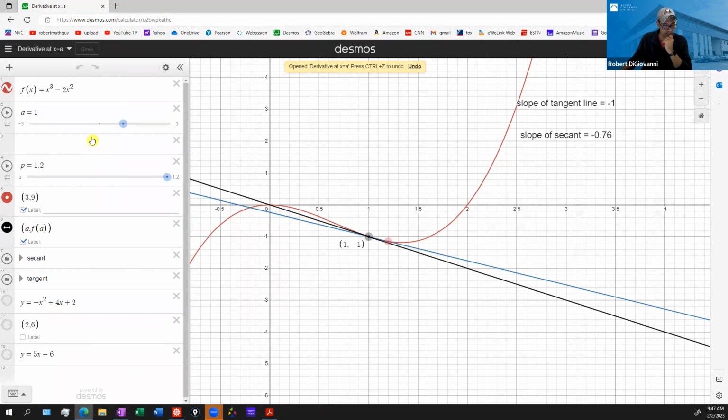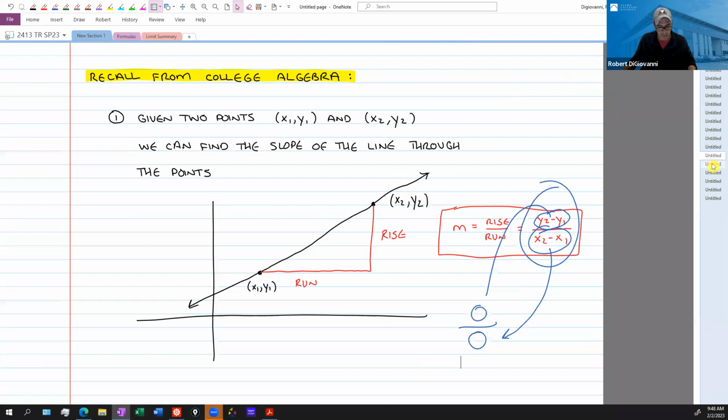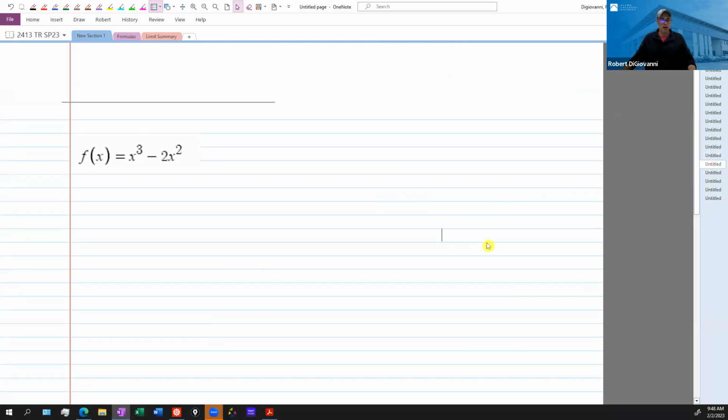Let's do this one, the one that I opened this whole idea with, this x cubed minus 2x squared one. I think I have it ready to go. Let me see, where did I put it? There it is. Okay, so this right here is the function, and I'm giving you that function.